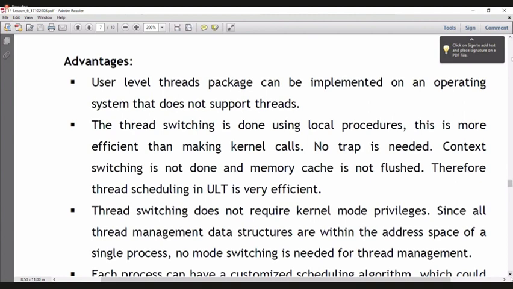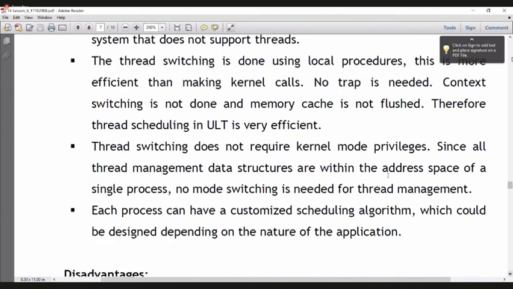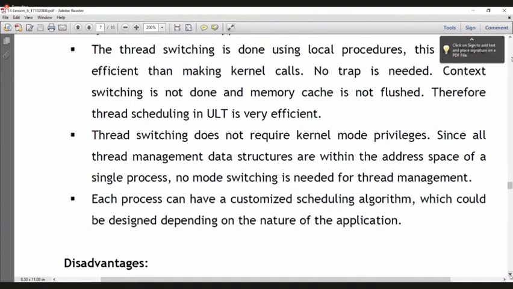Thread switching does not require kernel mode privileges. Program level you can do that. You don't need system level privileges, since all thread management data structures are within the address space of a single process. So within a single process you are doing all those things. No mode switching is needed for thread management. Each process can have a customized scheduling algorithm. Right? You don't have to worry about other processes. You can have a custom scheduling algorithm, which could be designed depending on the nature of the application. So application to application, you can change the design.